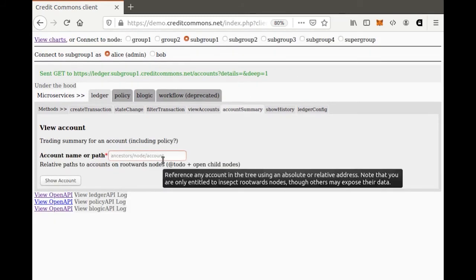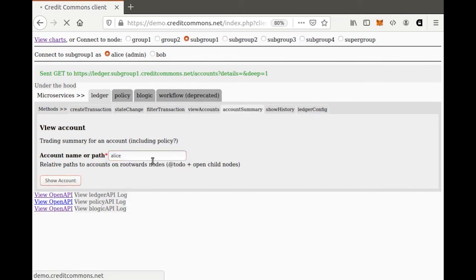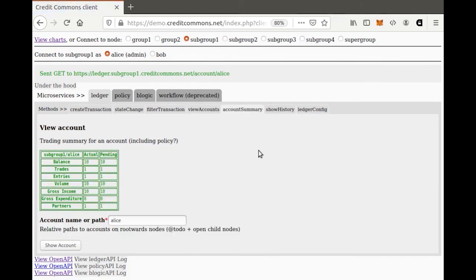Here you could do much the same. You can get the account details for Alice or Bob, also people on other nodes. Note that you can only look down the tree towards the root. You can't look inside other nodes because they're private. It's none of your business. So you can only see the accounts of groups of which you are a member.